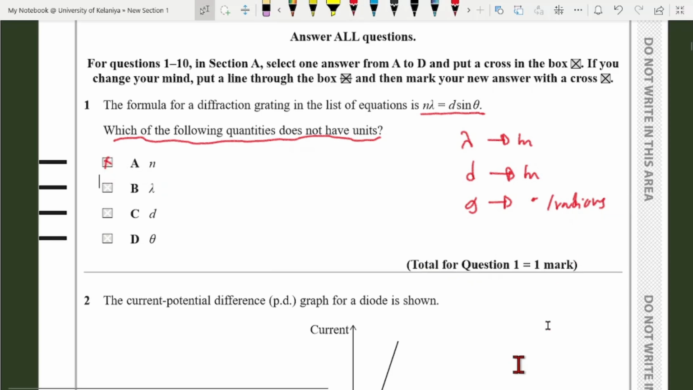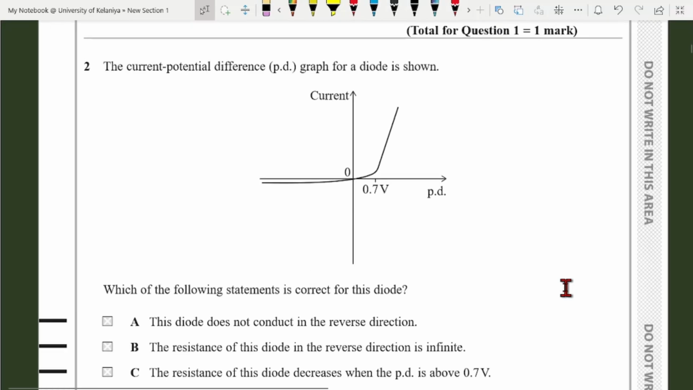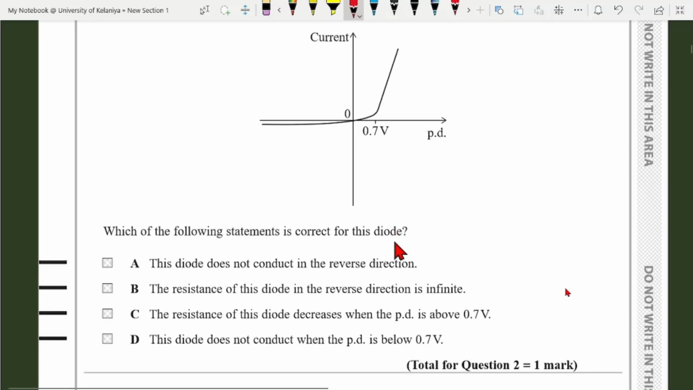In the second question, here they have given a graph of current versus potential difference of a diode, and they're asking which of the following statements is correct for this diode. First one, the diode does not conduct in reverse direction. This is wrong. You can clearly see over here we have a very small amount of current. We call it leakage current. So it conducts in reverse direction, but a very small amount of current.